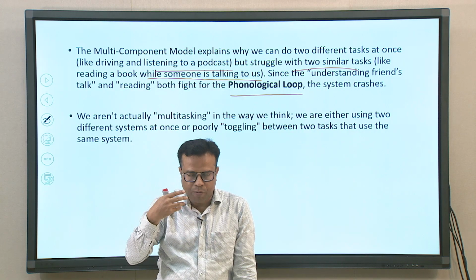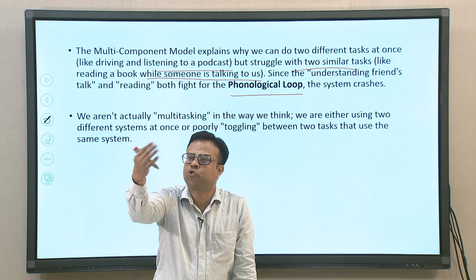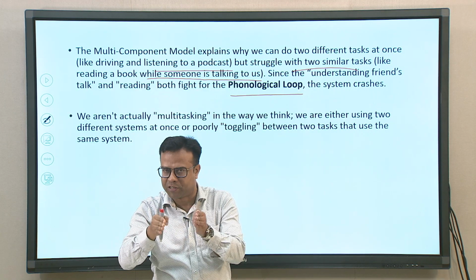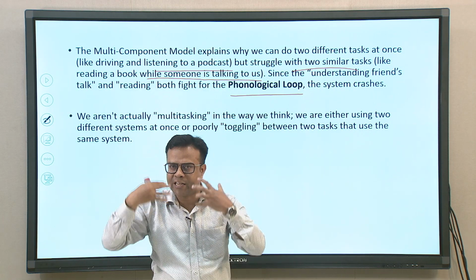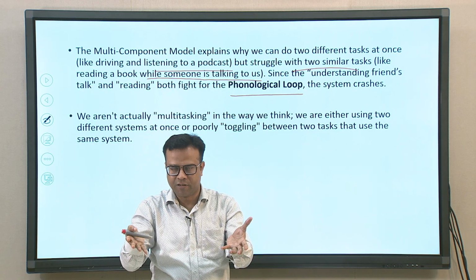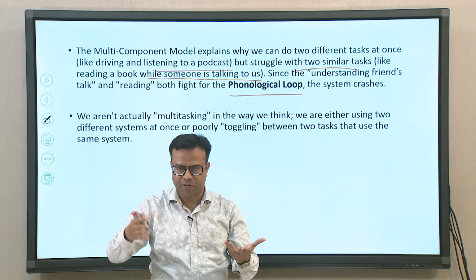You are reading verbal information, it is processed in the phonological loop; someone is talking, you are hearing, and both are coming to the same system, which has a limited capacity. So, when both take resources from the same system, your resources get strained, you get distracted, and you are not able to function in either task.